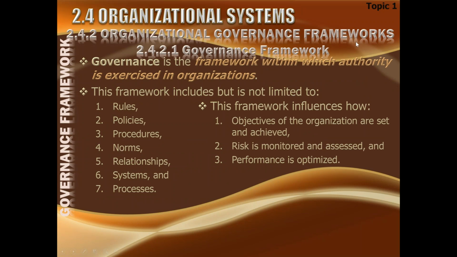So governance is the framework within which authority is exercised in organizations. This framework includes, but is not limited to, the rules, policies, procedures, norms, relationships, systems, and processes. All of these things come under the governance framework. This framework influences how the objectives of the organizations are set and achieved, how risks are monitored and assessed, and how performance is optimized. So this is how our governance framework works at the top level.